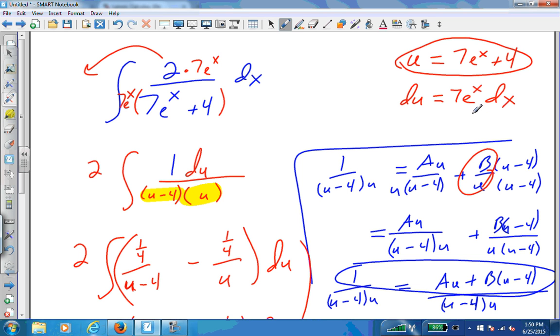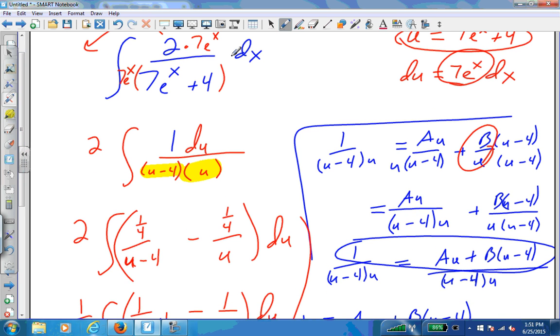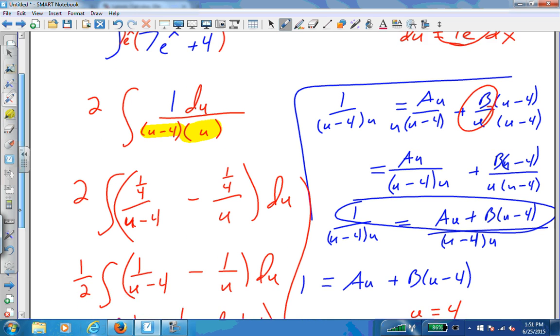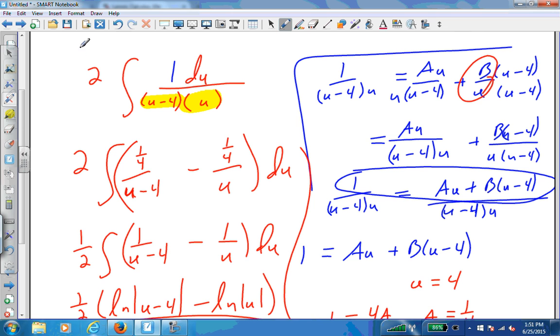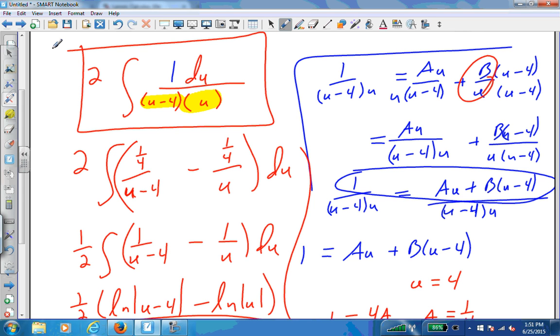We saw what we were missing for our du, and traditionally, if we're off by a variable, we say, well, we can't really do anything about that, but technically we can multiply top and bottom by that same thing. So if we multiply top and bottom by 7e to the x, and then make our substitution, that's our du. We said that was u minus 4, that was u. While that's still messy, we've gotten rid of our function e to the x for the time being, so that we have something that's a little bit easier to deal with.